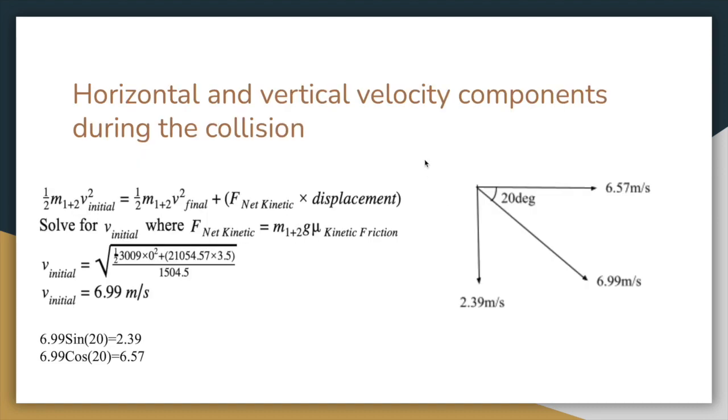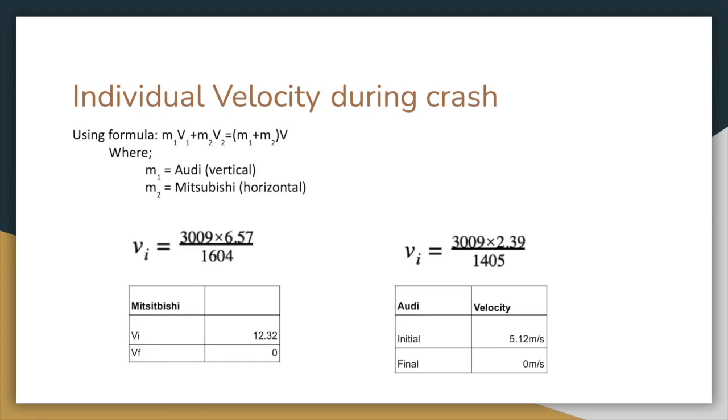We can then use our conservation of energy formula and make the net force of kinetic energy the subject, which then gives us our velocity, which is 6.99 meters a second. Then from here, we use our trigonometric functions, cosine and sine, which will give us the horizontal and vertical components. To find the horizontal component, we have 6.99 cos 20 degrees, which gives us 6.57 meters a second. And then for our vertical component, we use 6.99 sine 20. Now I'm going to pass it on to Riley to talk about the individual velocities.